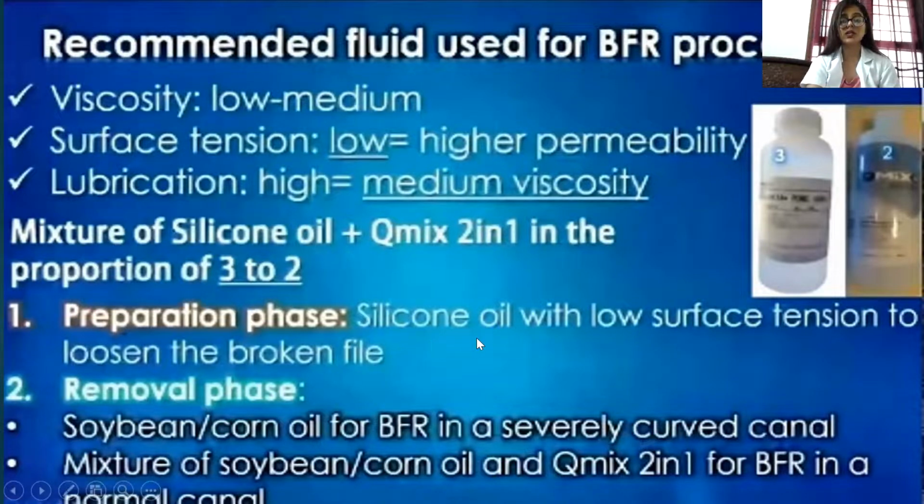Preparation phase, you can use silicone oil with low surface tension to loosen the broken file. In removal phase, you can use soybean or corn oil for broken file removal in a severely curved canal. Mixture of soybean or corn oil and Q-mix 2 in 1 for broken file removal.